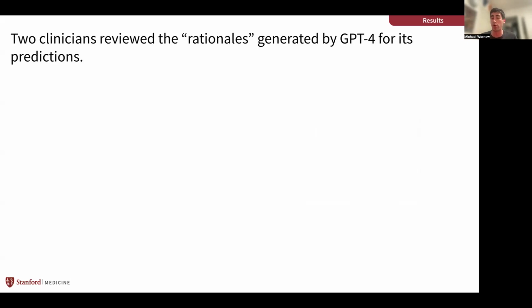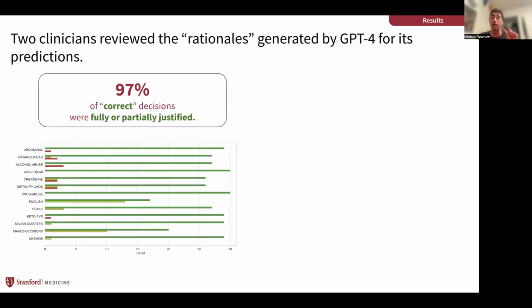partially justified, or incorrect. And so for eligibility decisions where GPT-4 made the correct decision, so GPT-4 either said, yes, the patient meets the criteria, and they did, or no, they don't meet the criteria, and the patient did not, we see that roughly 97% of the correct decisions that GPT-4 made were fully or partially justified, right? So that's the green bars here.